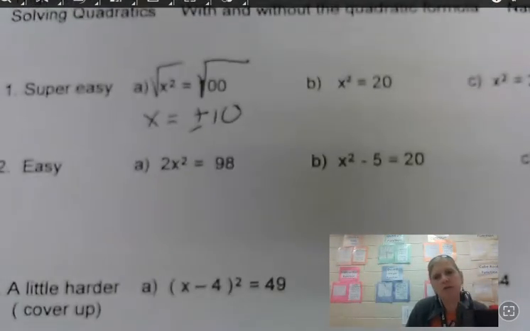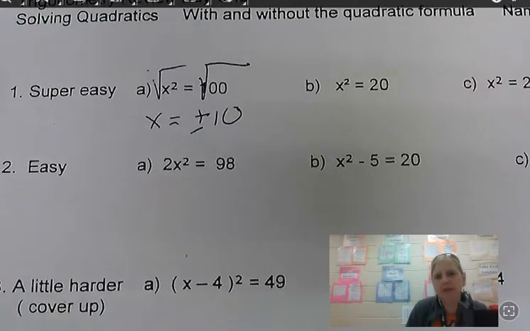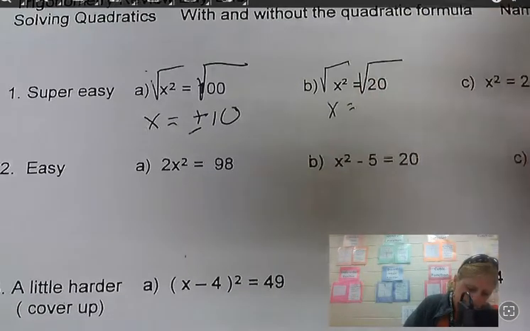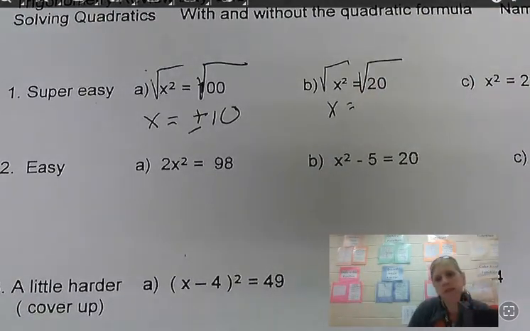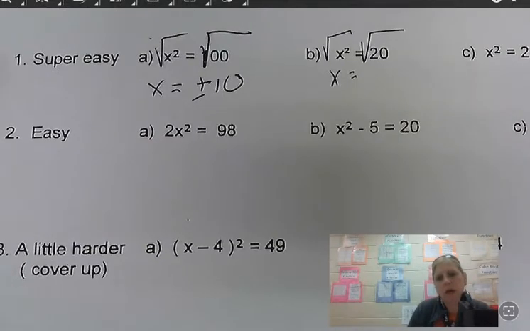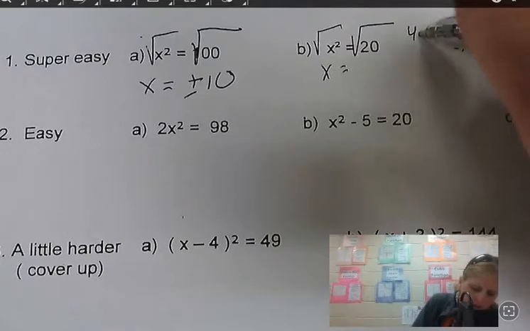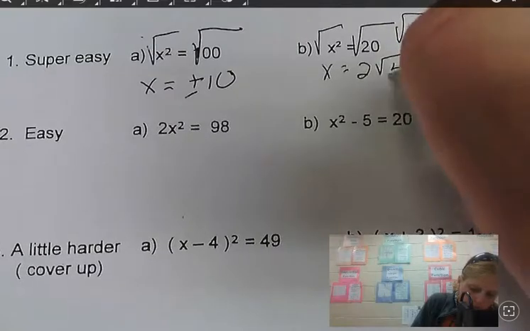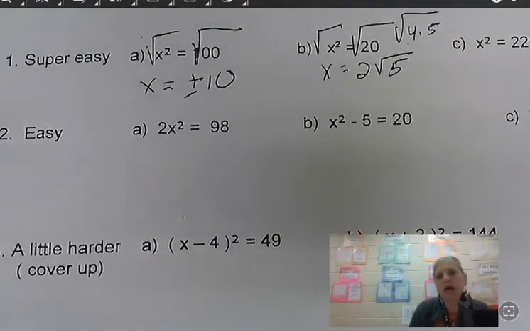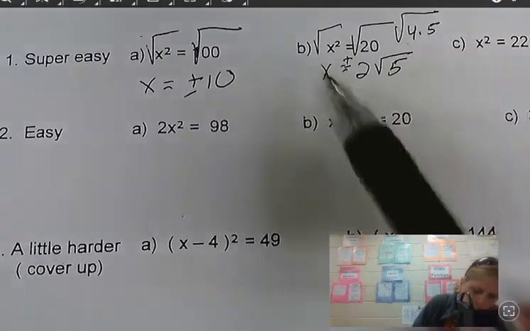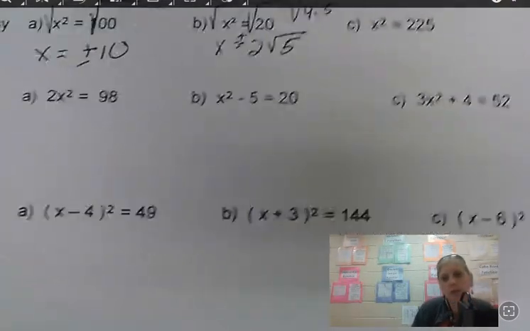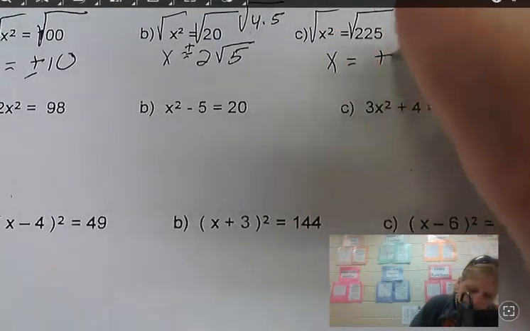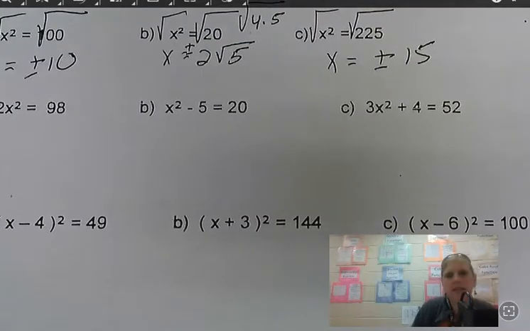Over here for letter B, very similar, we're going to take the square root on both sides. And I get x equals, and first of all, let's quickly review our radicals. We would have, breaking this down, 4 times 5. And what is the square root of 4? 2, and we're left with the root 5. And that would be plus or minus, because remember, we actually have 2 solutions for x. Letter C, again, square root, and I get x equals plus or minus 15.